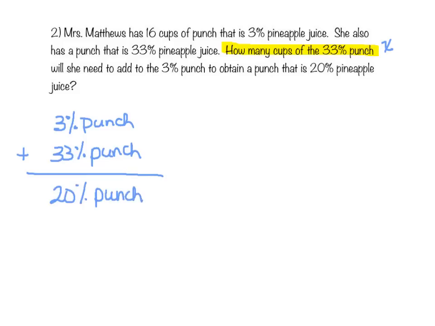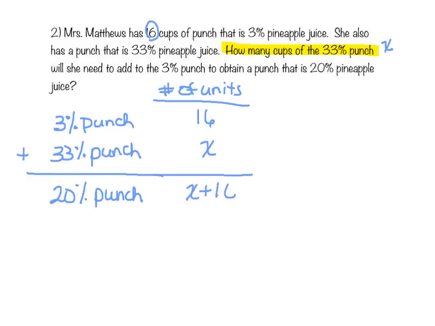All right, so let's see how many cups of each she has. Number of units. It looks like the 3% punch, she has 16 cups. The 33% punch, that's our X. And when we add those together, we'll have X plus 16.